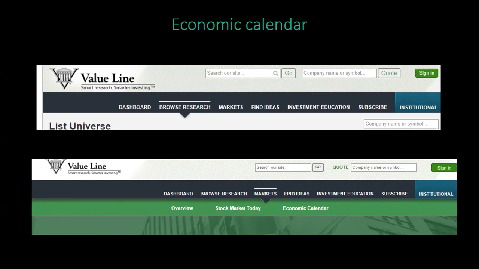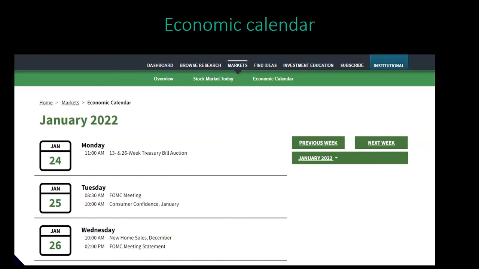And an investor should be aware of what's coming down the line. So if you went to the Value Line menu at the top and you clicked on Markets, you can see that one of the categories opening up is Economic Calendar. And if you clicked on Economic Calendar, you would see what's happening in January. Now, this is just a screenshot. The actual page is much longer than this.